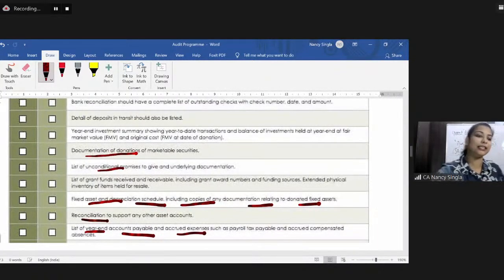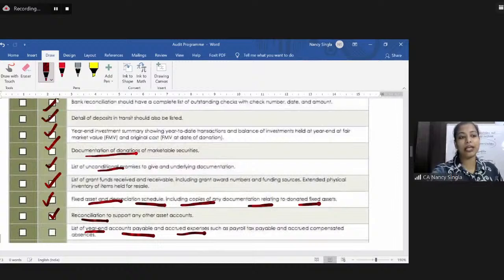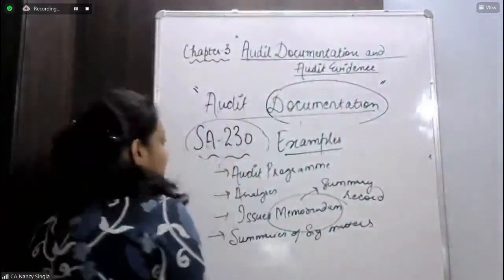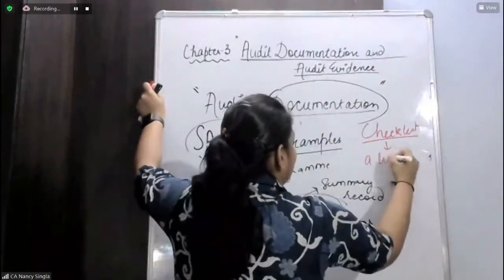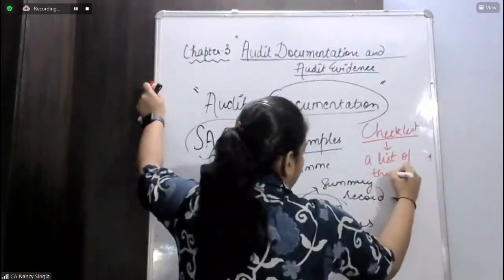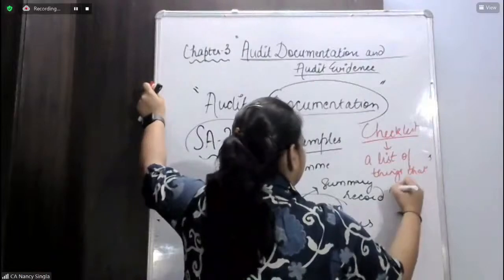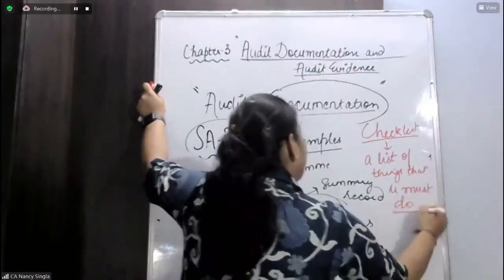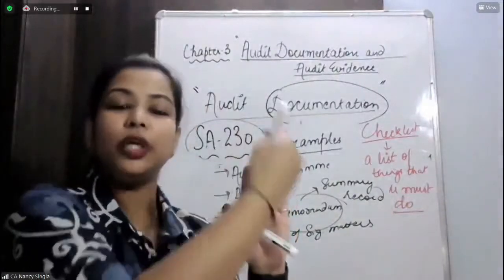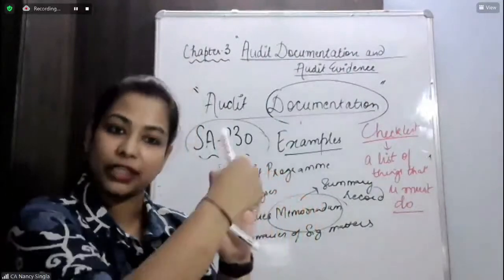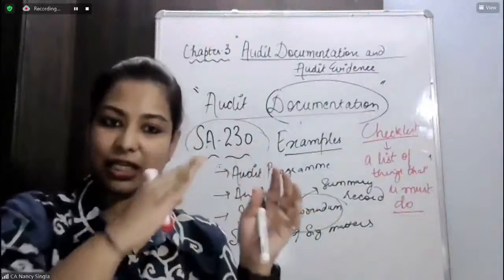So what is a checklist? A list of things that you need to do, and you will keep on ticking it. I hope this is clear. And the dictionary meaning of checklist is a list of things that you must do. So basically, a checklist is provided to the team that you need to obtain all these documents. You need to tally all these balances. So whether you have done it, they will keep on ticking it. Checklist, right?